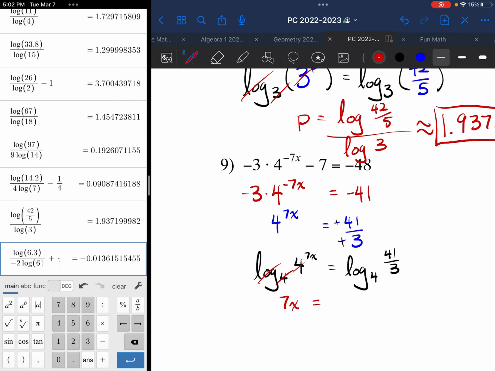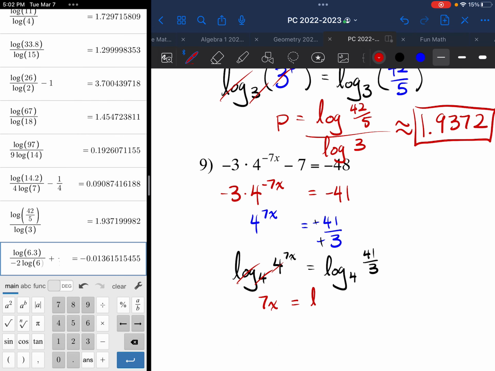From the right side, I need to do a change of base formula, meaning I have a log of 41 thirds in the numerator and a log of 4 in the denominator. And then from there, I just need to divide both sides by 7. So divide by 7, put the 7 down there, and we are in good shape. So I just need to type it in, and I will get an approximation.